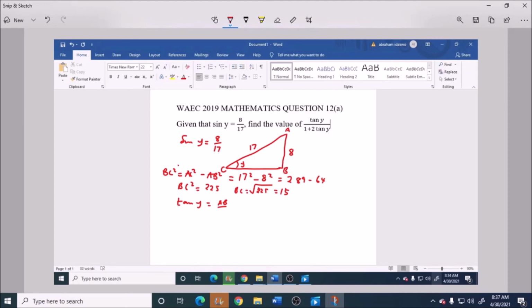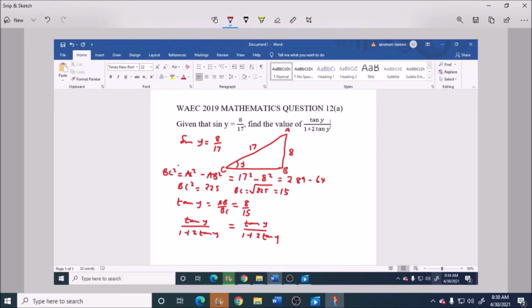So substituting into the equation, tan y over 1 plus 2 tan y, we have tan y, just repeating the same thing, 2 tan y. So this one will give us tan y is already 8 over 15.